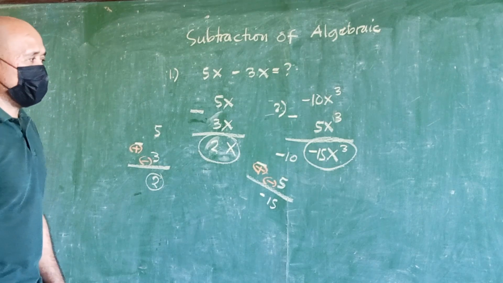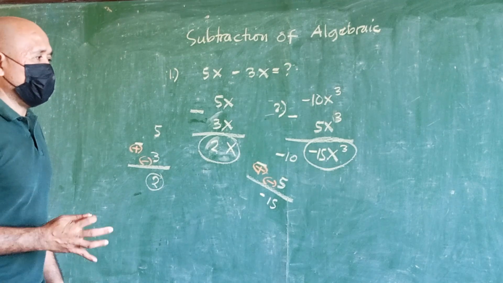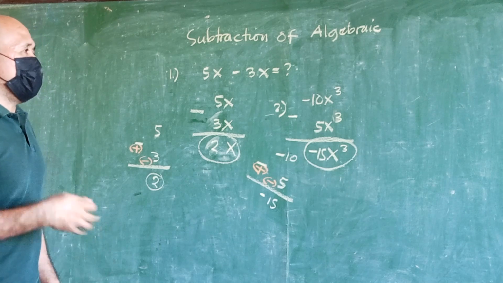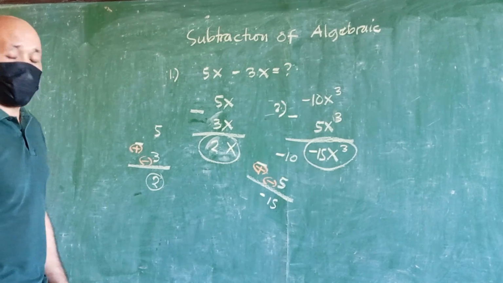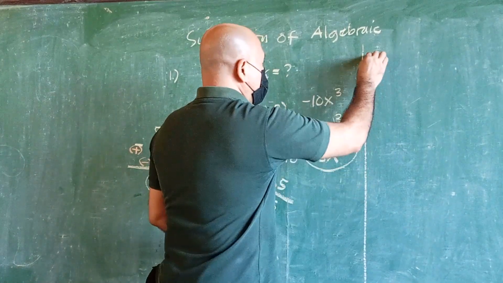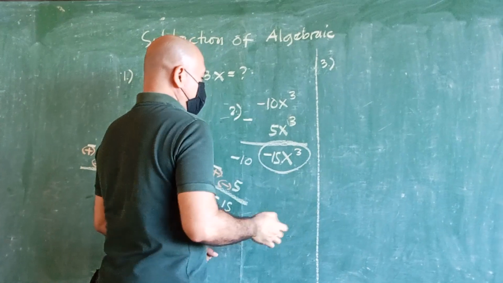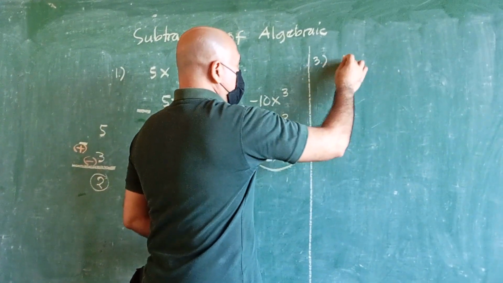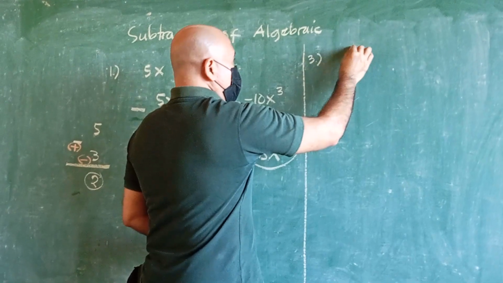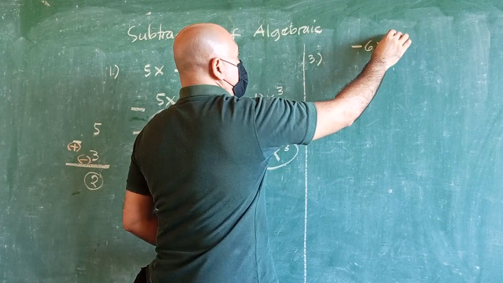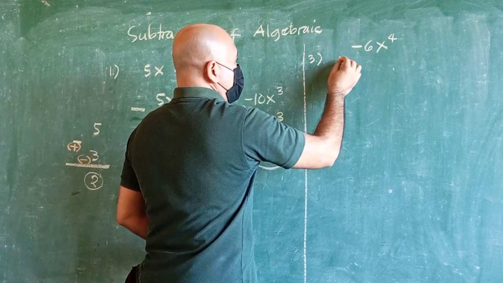So as simple as that, if again you're really able to master the subtraction of integers. Let's proceed to example number 3. We're still in subtraction of monomials. So, for example, we have negative 6x raised to the power of 4.